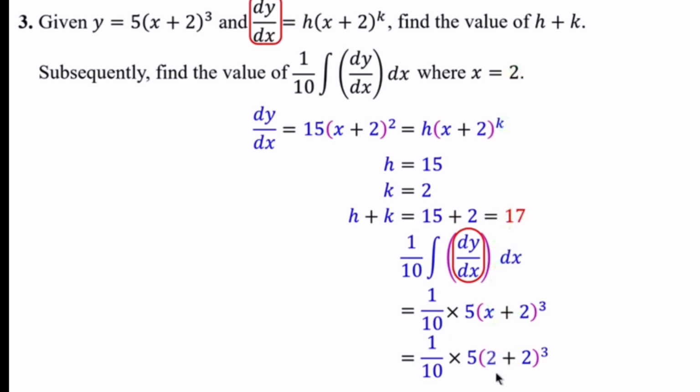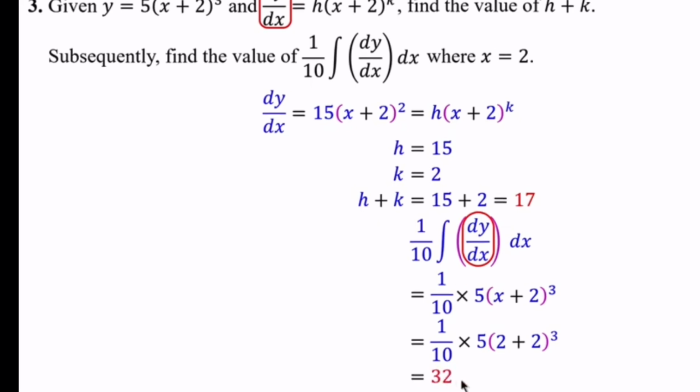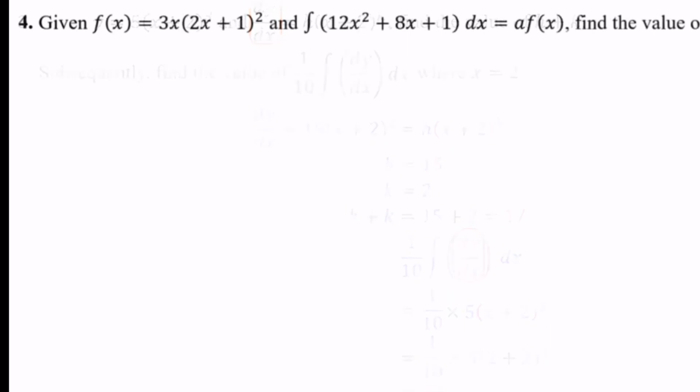So the answer is 1 over 10 times 5 times 64. Alright, let's solve the answer. And the answer is 32, right? If you double check, integrating dy dx actually gives you y, and you just solve accordingly, substitute x equal to 2, and you will get the answer, which is 32. All right, so now let's move on to the next question, which is question number 4.